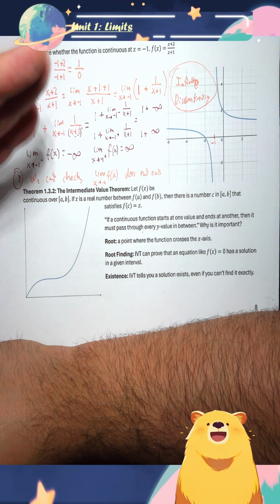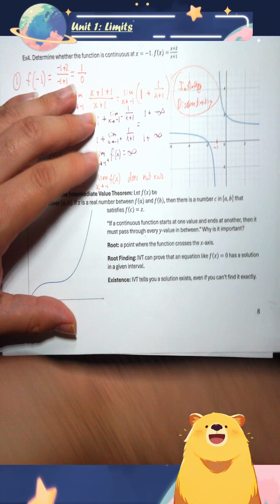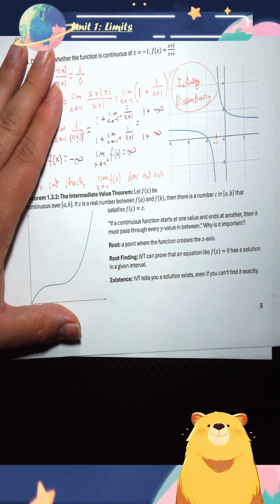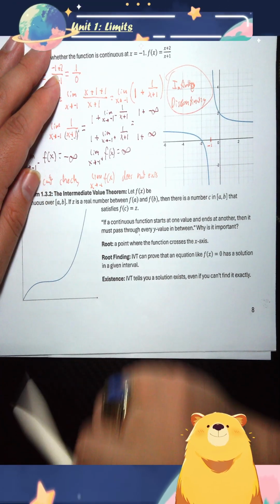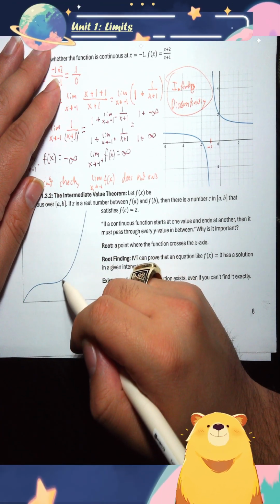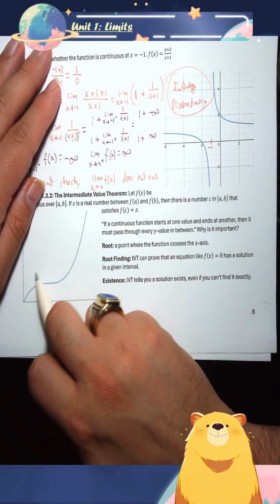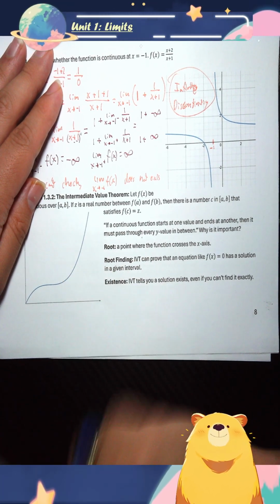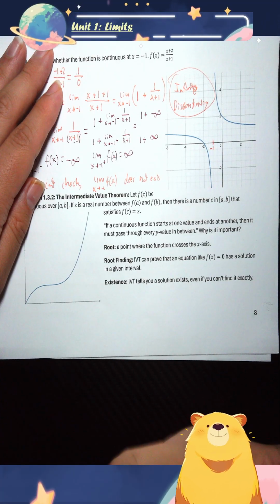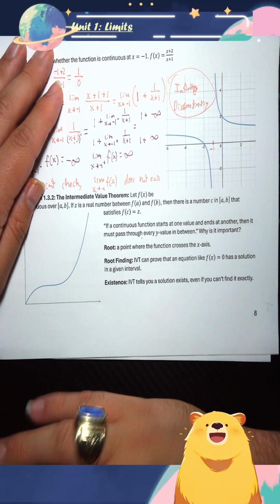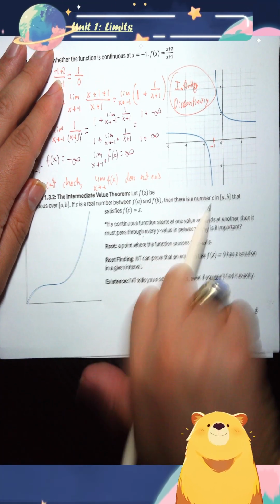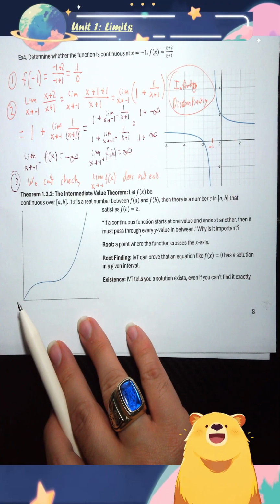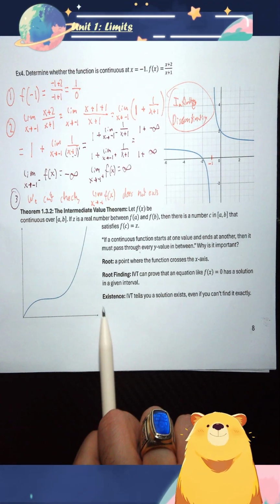So again, if it passes through a point in our spacing over here, and it's a continuous function through this particular point, then there should exist some entry that will give us any y value that we want. Technically vice versa too, right? But this is specifically in reference to looking for c. All right. If a continuous function starts at one value and ends at another, then it must pass through every value in between. Why is that important?